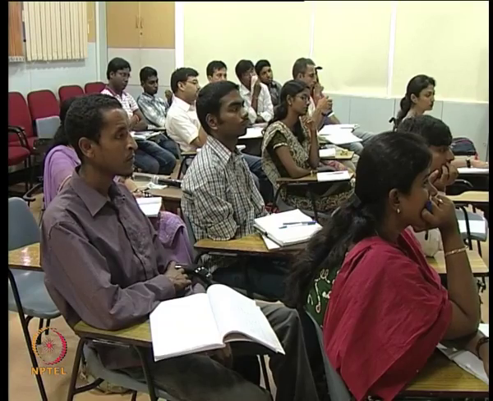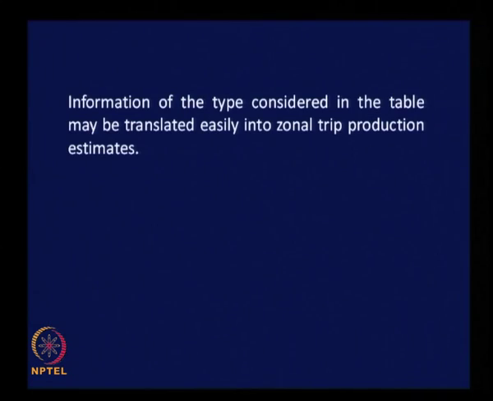This question has to be answered, otherwise our discussion is not complete. Let us take a small example and try to understand how to convert the results of category analysis into zonal trip reductions, right. Of course, information of the type considered in the table may be translated easily into zonal trip reduction estimates.